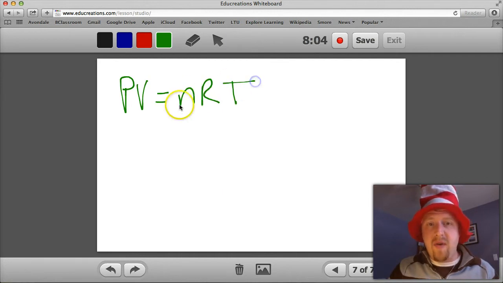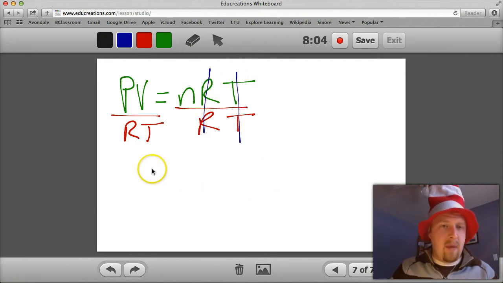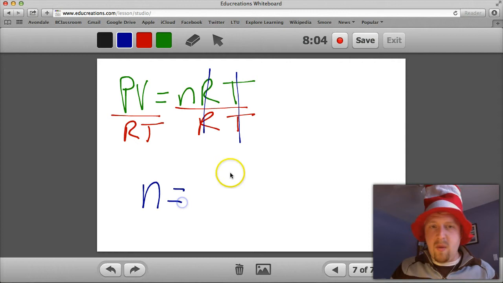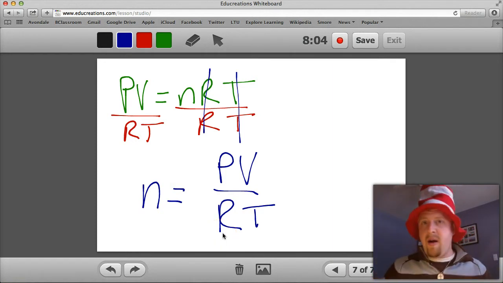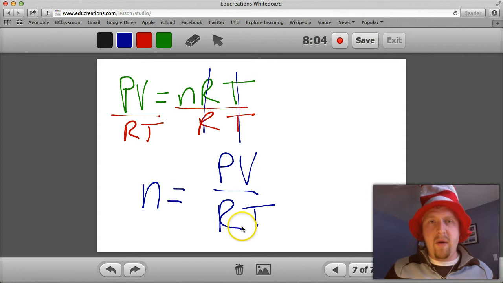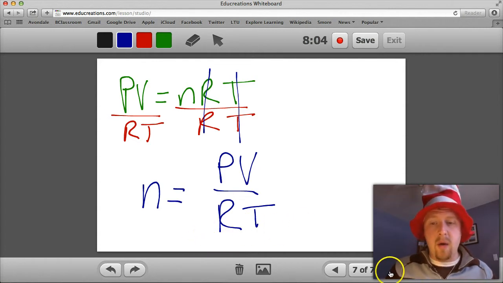So we want to solve for n, so we're going to rearrange it for n. We'll divide both sides by RT, and the R and the T will cancel out on the right hand side, and you're going to be left with n equals PV over RT. Okay, so we can use this, plug in our information, and solve for the number of moles of gas particles in our room, or the moles of gas in the classroom.